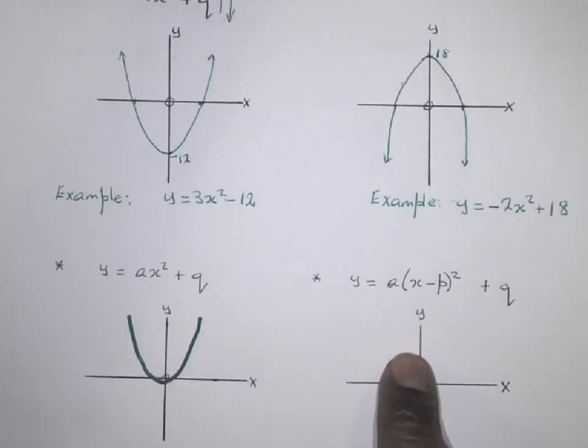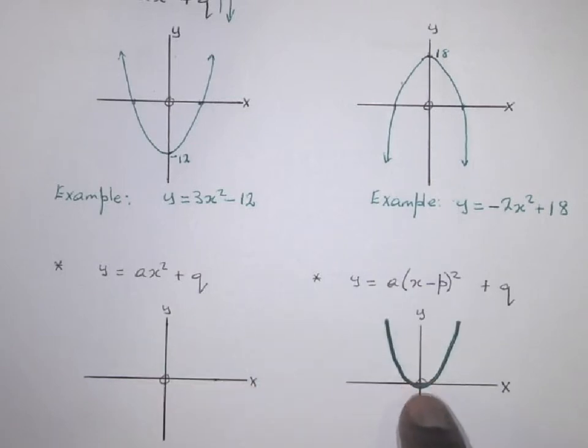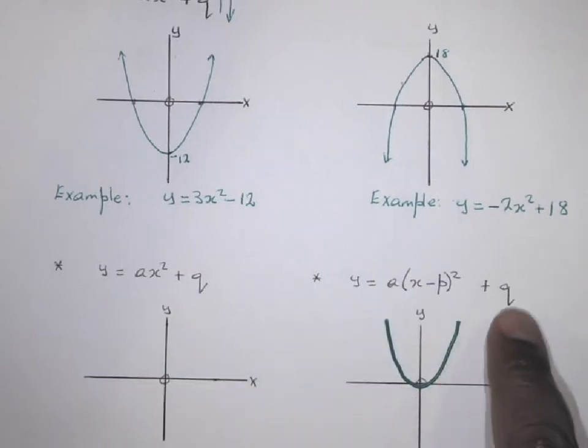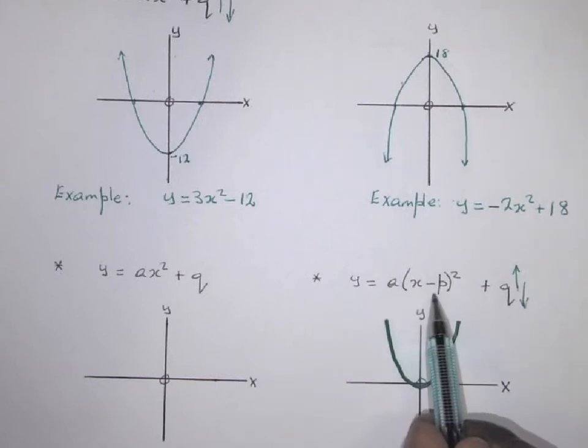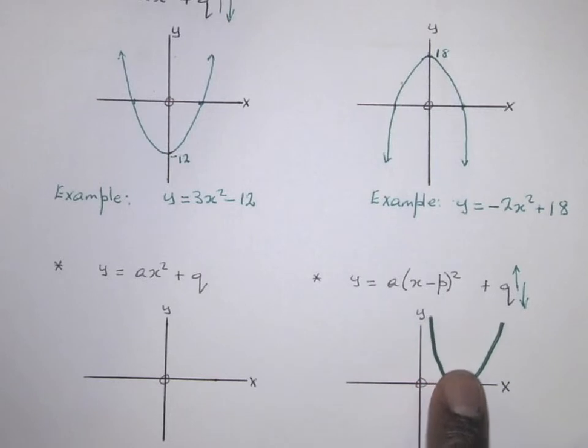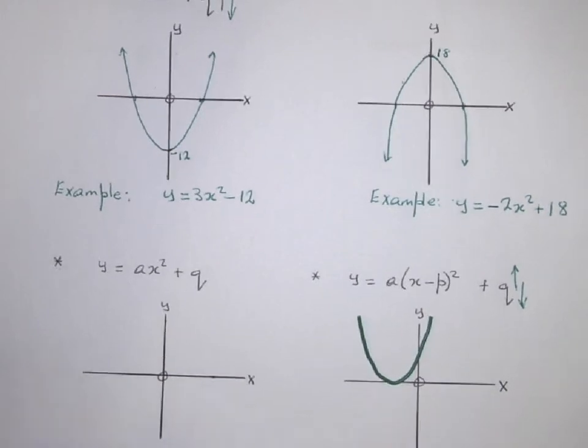In this case here, we'll take the same thing. If I take the graph, I put it here. We know what the q is. The q is taking the graph up or down. But now when you've got it like this, the graph will also move sideways, right or left. Let's look at an example.